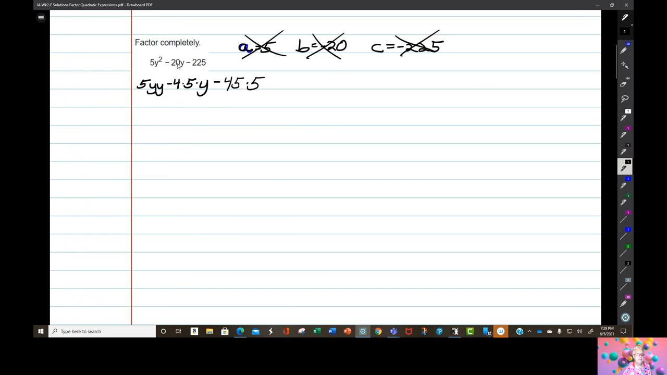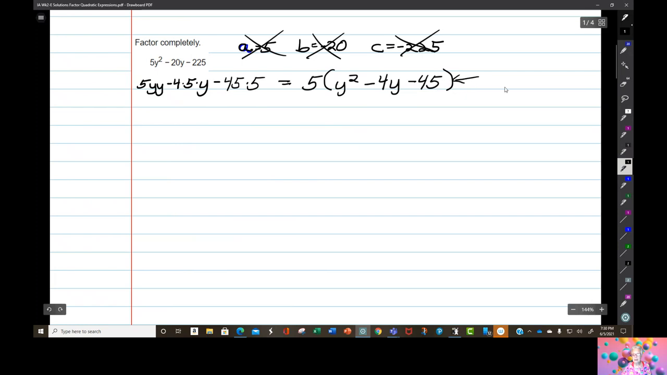Instead, I would have factored this as 5 times the leftovers, y squared minus 4y minus 45. So what, you may be asking me? Check out y squared minus 4y minus 45.